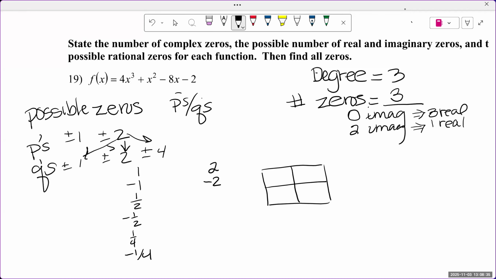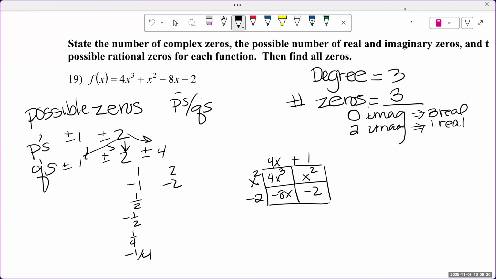One thing some people do is open up a spreadsheet so they could plug in a lot of numbers at once. But let's see if we can factor 4x cubed plus x squared minus 8x minus 2. Let's see. The top row, x squared, would factor out. X squared times 4x is 4x cubed. X squared times 1 is x squared. 4x times negative 2 is negative 8x. And negative 2 times 1 is negative 2.